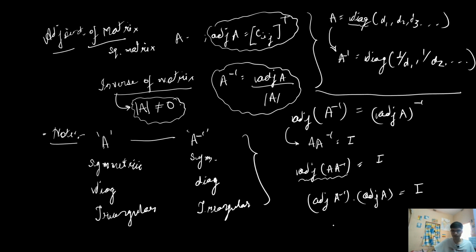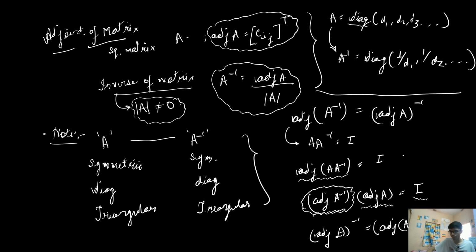Okay, and this is equal to the identity matrix. So from here I can comment that the adjoint of A multiplied by some other matrix gives the result as the identity matrix. So I can say that if you take the inverse of the adjoint of A, this result will be equal to this particular matrix only. That is, the inverse of the adjoint of A.